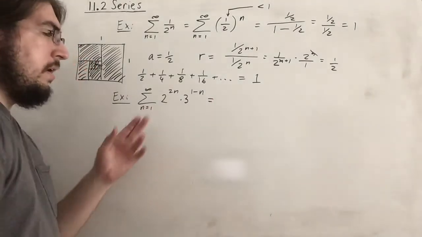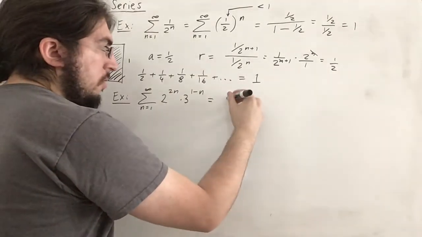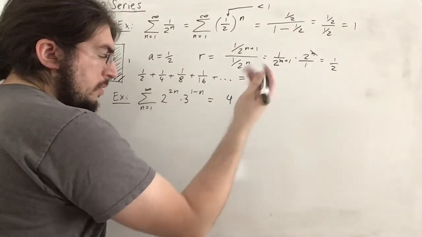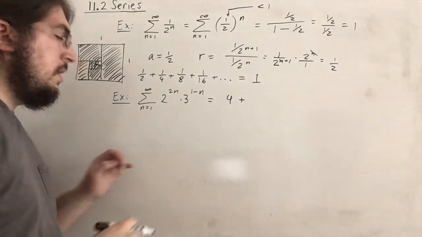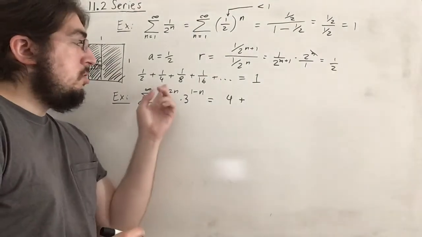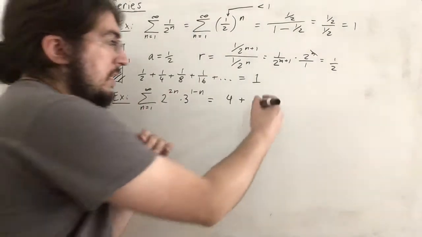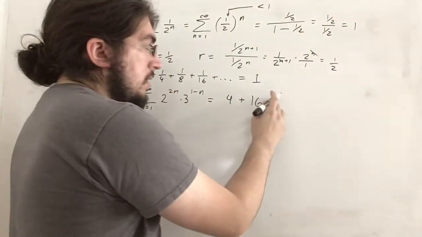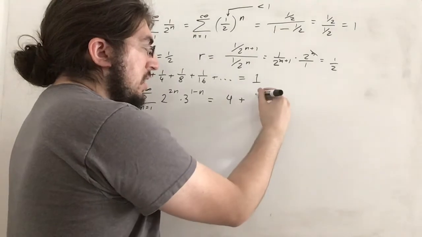So when you plug in 1, you get 2 to the 2, which is 4, times 3 to the 0, so that's just 4, because 3 to the 0 is 1. That's the first term. Plus, plugging in 2, 2 to the 2 times 2, that's 2 to the 4th, that's 16, times 3 to the 1 minus 2, that's 3 to the negative 1. So really this is 16 over 3.